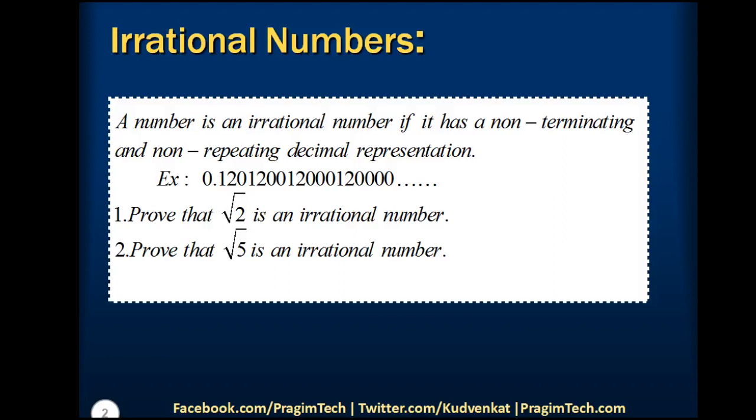Let's look into one example. Decimal expansion is given as 0.120, 1200 and so on. If you observe this decimal expansion, it is not terminating. And not only that, the group of digits are not repeating. So we can say that it is an irrational number. Other examples for irrational numbers are √2, √3, √5, √7, etc.